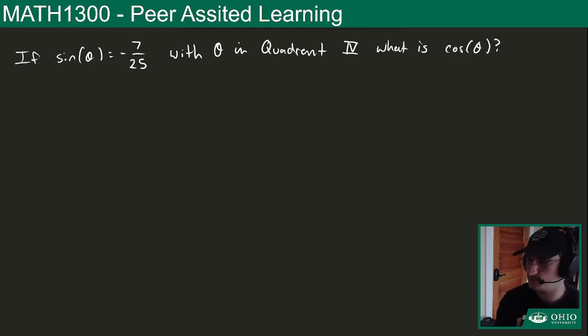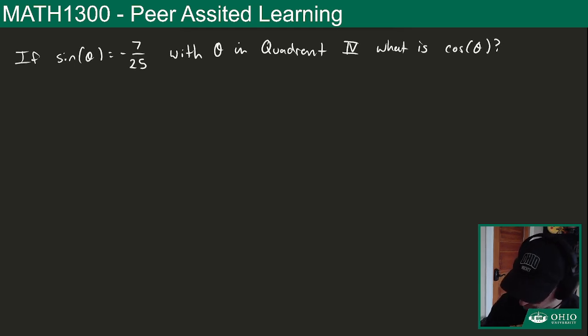This is a worked example on how to find the value of a trig function if you're given the value of another one. So for this problem, we were given the value of sine as -7/25, and we want to find the value of cosine, and we're also given this extra condition that theta is in quadrant 4. That might seem very random, but that'll come into play a little bit later.